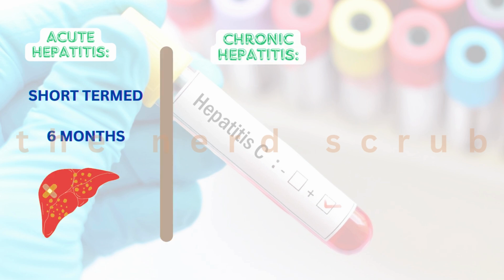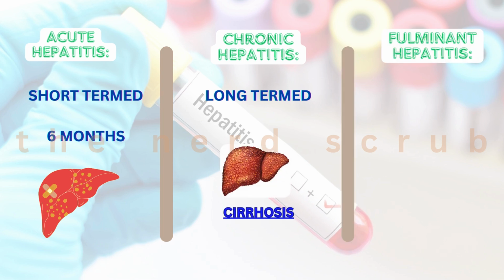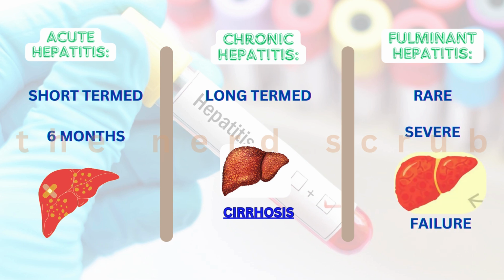Secondly, we have chronic hepatitis, and this is a long-term infection that can lead to serious health problems if not treated, including liver damage and cirrhosis. Third, we have fulminant hepatitis. That's very rare, but a very severe form, and it leads to liver failure as well.